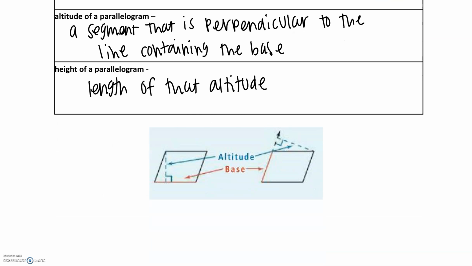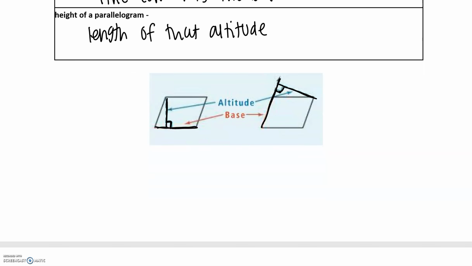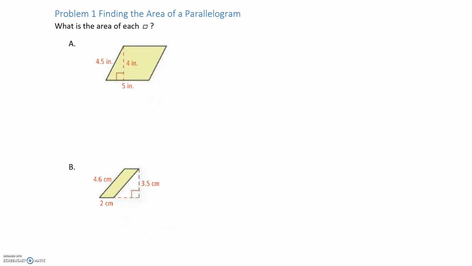Okay? So if we look down here, we can have our base as this bottom, or we can have the base as the side. Either one works. This is where it gets a little bit tricky. That altitude is what we're looking for, so where we can make that right angle with our base. So we can have an altitude inside of our parallelogram. We can also have an altitude on the outside of our parallelogram. Really just depends on which side you choose as your base. Okay? So our first problems, we are just looking for the area of each parallelogram.